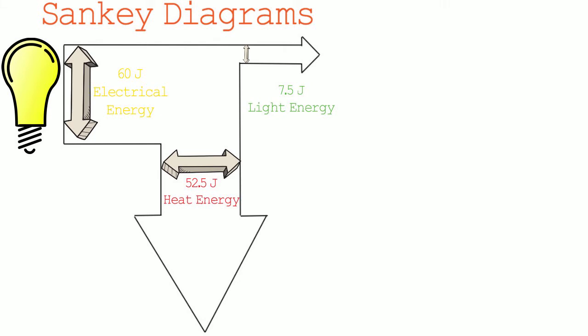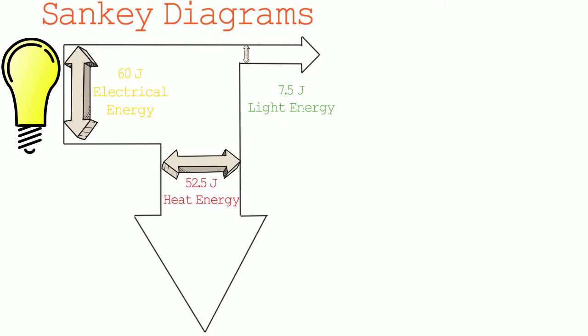A thicker arrow represents that more energy is coming out in that energy type. For example, we can see that the heat energy has a thicker arrow than light energy, and this is because 52.5 joules is coming out as heat energy and only 7.5 joules are coming out as light energy.